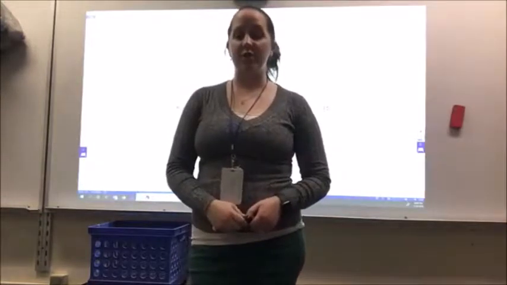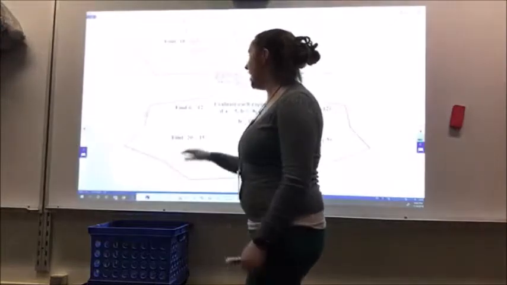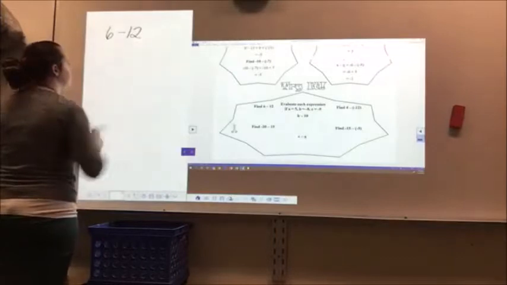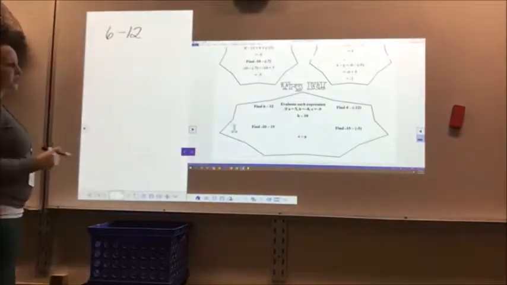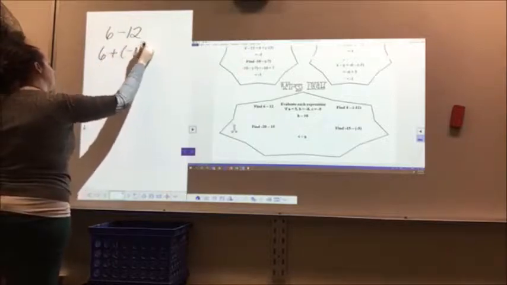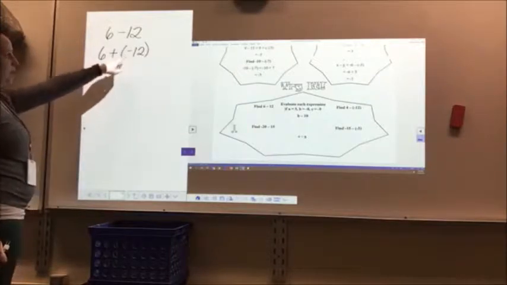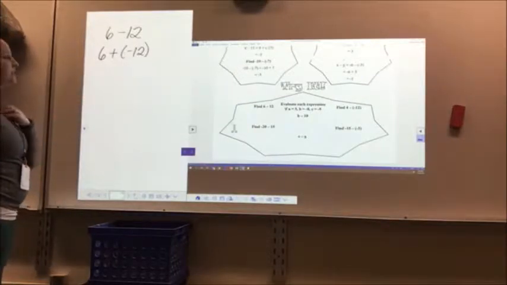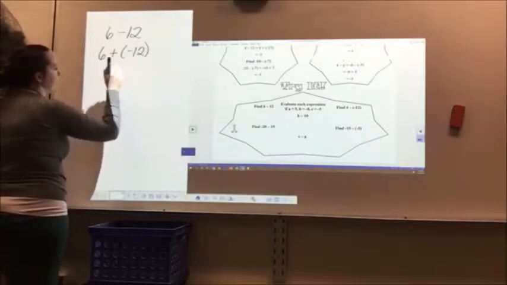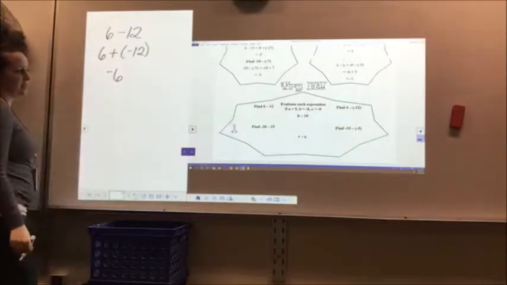Alright, now that you've had a chance to try out the problems, let's go over the answers together. The first one I have is find 6 minus 12. I can rewrite 6 minus 12 as 6 plus a negative 12. So 6 and 12, 12 is negative, so they're different signs, so I subtract. 12 minus 6 is 6. 12's bigger, 12 wins, 12's negative, so my answer is negative 6.